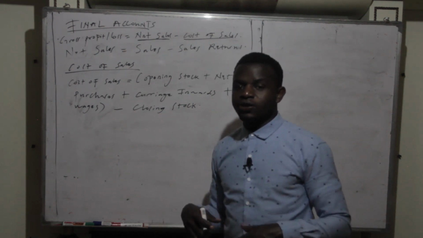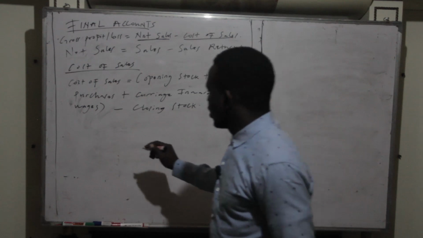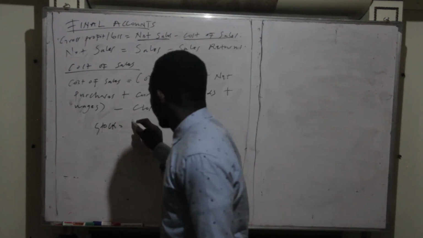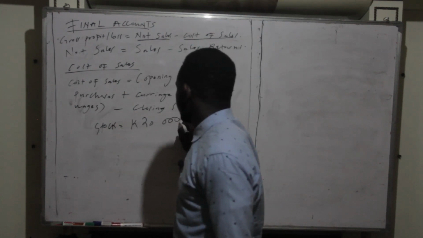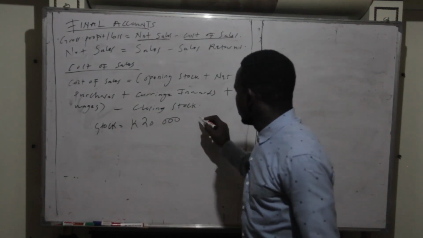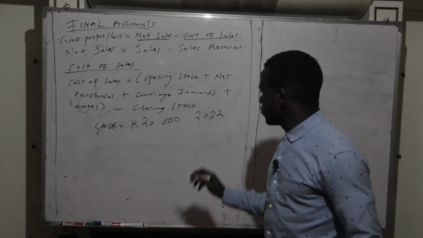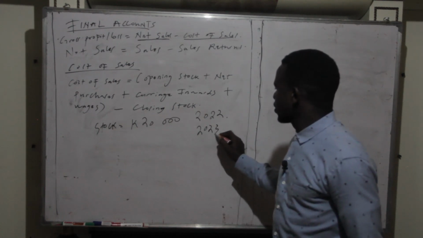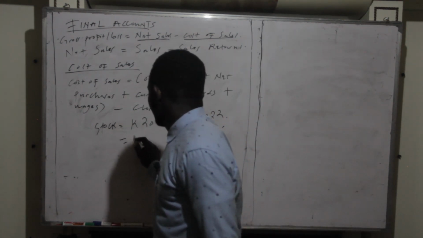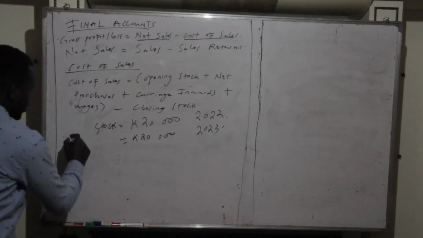For the opening stock, this is the value of stock that the business brings forward to the current period from the previous accounting period. For example, if the stock for last year when the business was closing was at 20,000 kwacha, and this was for last year, which is 2022, that means that this year, which is 2023, this is going to be the opening stock. In 2023, the opening stock is going to be 20,000.